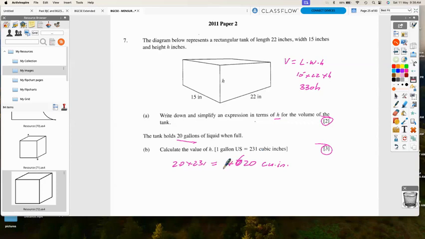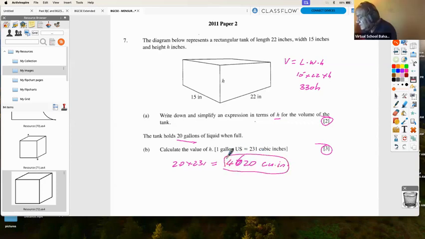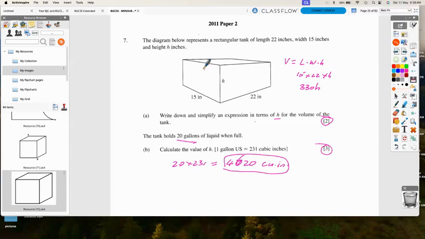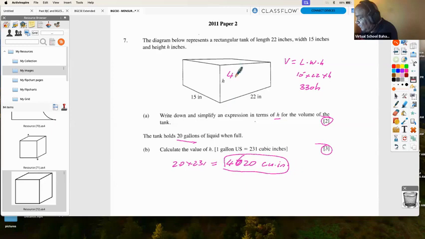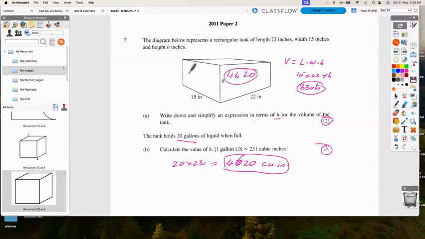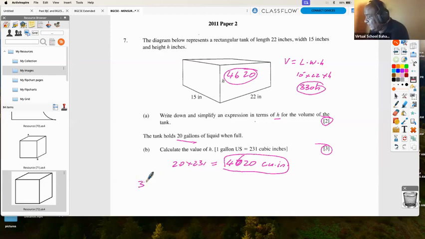So now, what is the relationship between this and the tank? The volume of the tank. Right. So the volume will be 4620. And what is the relationship between this and this now? They equal each other. Right. So we're going to make our equation: 330h equals 4620. But I don't know how to find h.